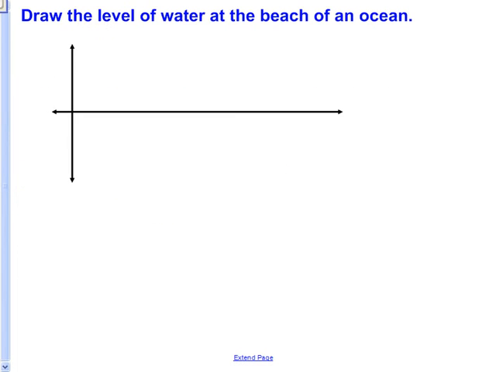Let's do another one. How about we draw the level of water at a beach of an ocean? Okay, well we know that the water at the ocean has tides. So let's start at a neutral tide, where the tide's not in and it's not out. It would be at its regular level, so starting right here. And then the tide comes in, so the water comes up. Tide goes out, the water goes down. Tide comes in, the water goes up. Tide goes out, water goes down. And it just keeps making that cycle over and over again.